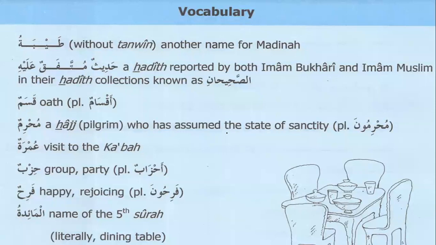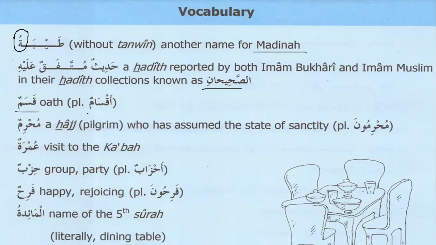Now we move on to the easier part, hopefully, the vocabulary part. We have discussed about this. So طيبة, ممنوع من الصرف without tanween, another name of Medina. Hadith muttafaq alayh, a hadith reported by both Imam Bukhari and Imam Muslim in their hadith collections known as as-sahihan.